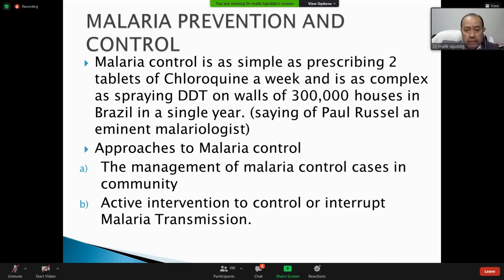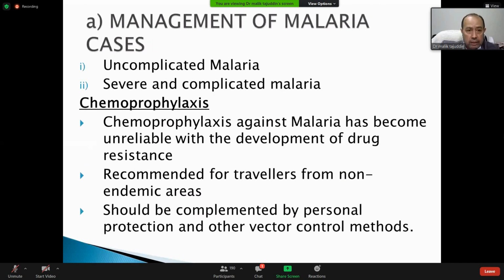So active intervention and control or interrupt malaria transmission is there. Good management of the malarial cases, uncomplicated cases and severe and complicated cases. Then chemoprophylaxis, you came to know, giving chloroquine 2 tablets weekly or giving Fansidar tablet 3 tablets weekly.